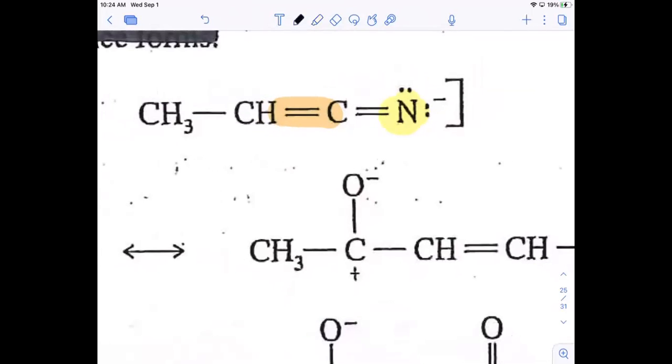So for nitrogen, the valence is 5. The actual is what? 1 from each bond, and then count the lone pairs up. So you got 4 from the lone pairs and 1 from each bond. So it's going to be 5 minus what? 6. So that's how I get the charge of -1.